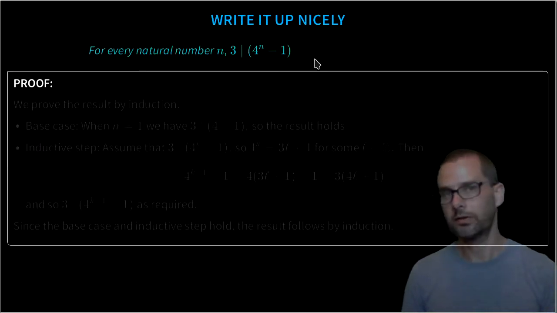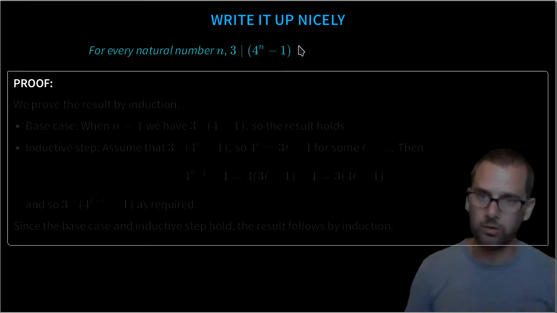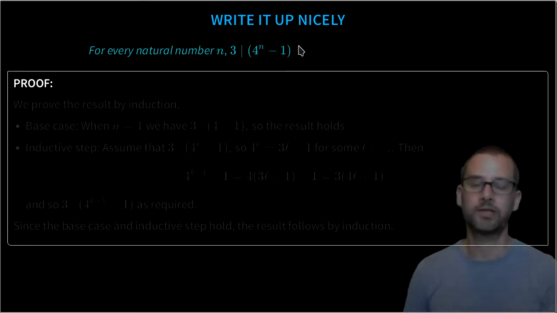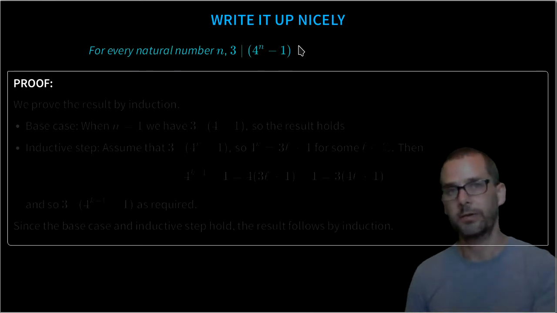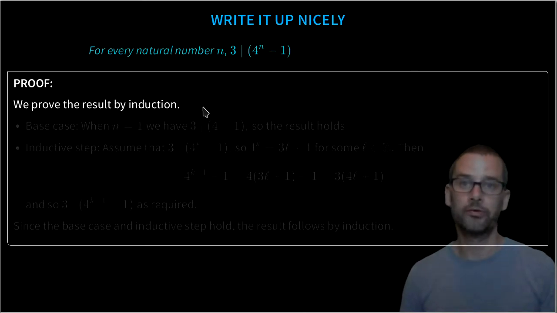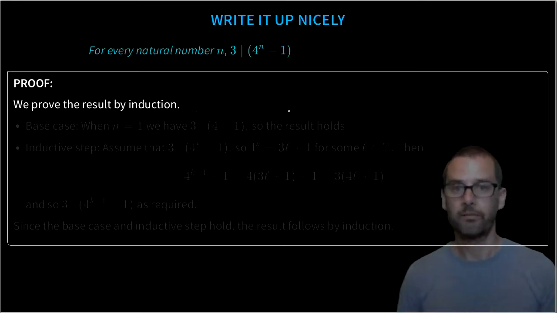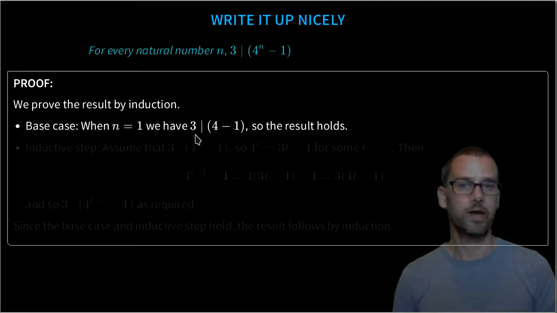So write it up nicely. And it's always a good point when we do write it up nicely to stop and go back and look at our proof and make sure we haven't skipped steps, we haven't made rash assumptions about what the reader knows and doesn't know, and to make sure everything flows nicely. So, proof. We prove the result by induction. We're just alerting the reader to the fact that, hey, we're using that technique. Okay? Base case, when n equals 1, we have 3 divides 4 minus 1, so the result holds.